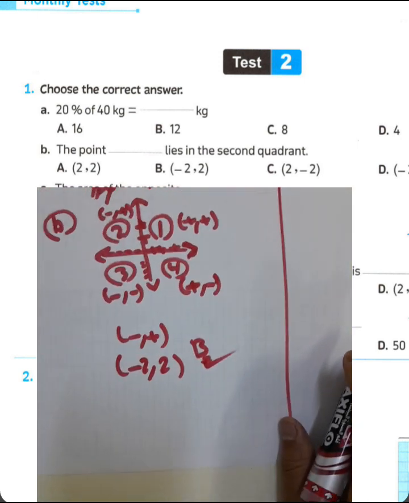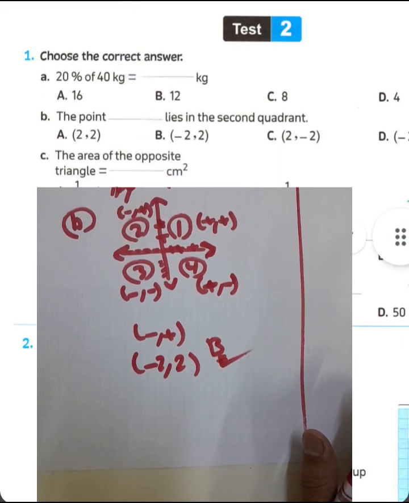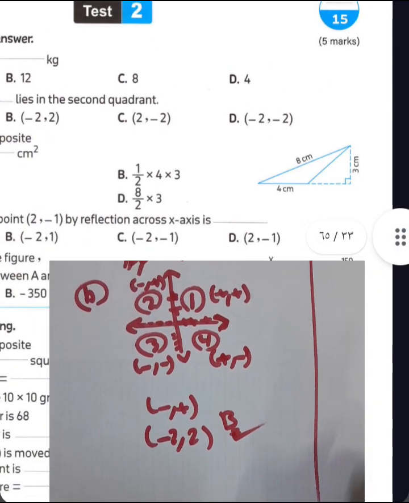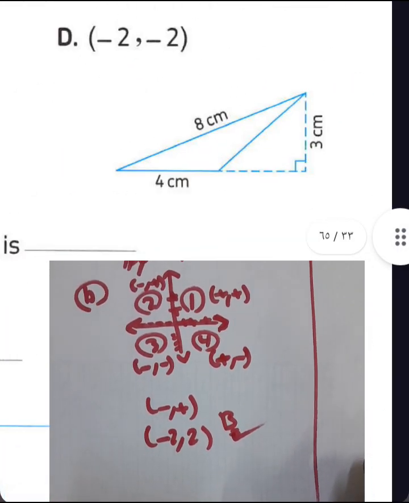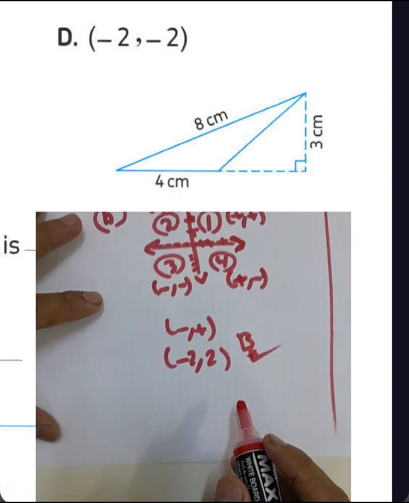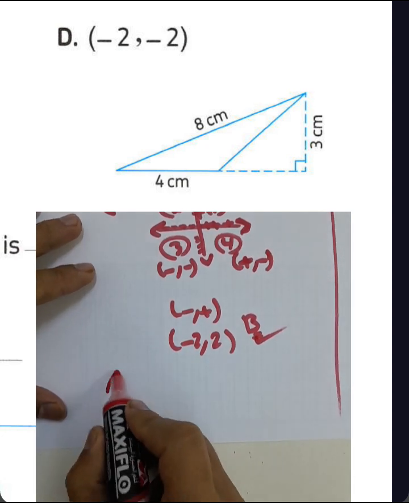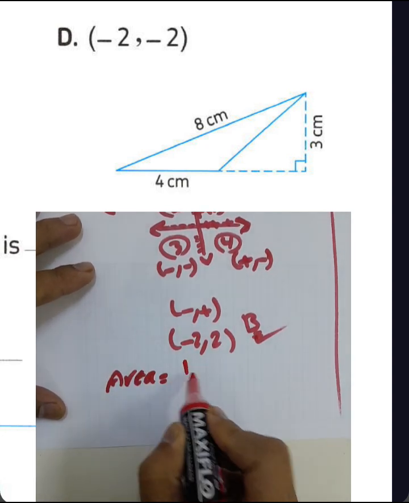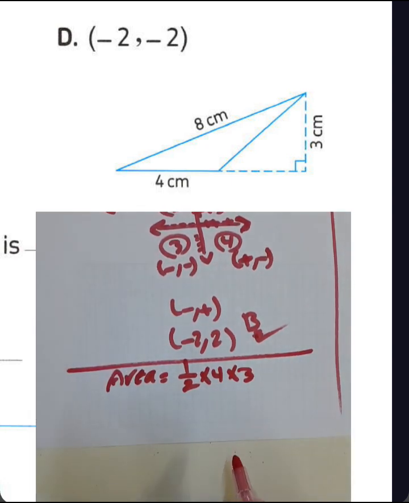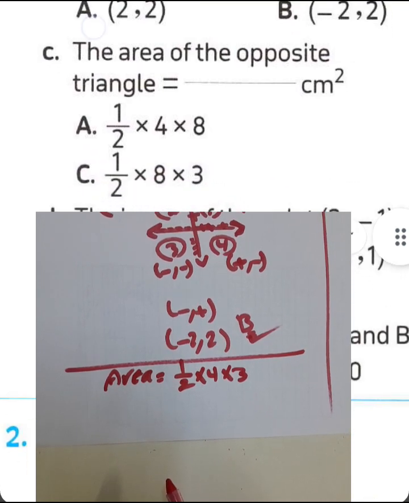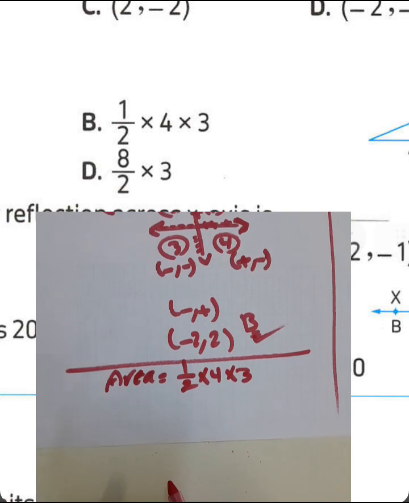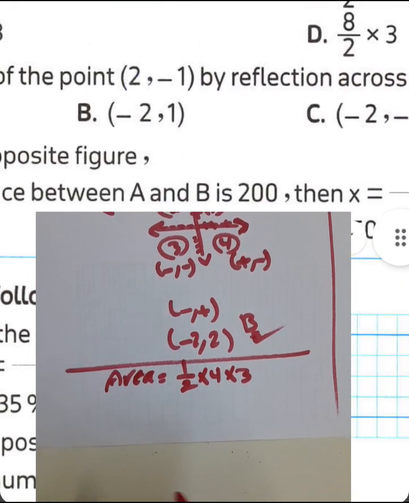Next question. Letter C: the area of the opposite triangle. Write half times base times height. We have an obtuse triangle, the base is 4 centimeters, and the corresponding height is 3. The area is half times the base times the height, half times 4 times 3. It shows the result here, letter B. Choose letter B for question letter C. Next question.